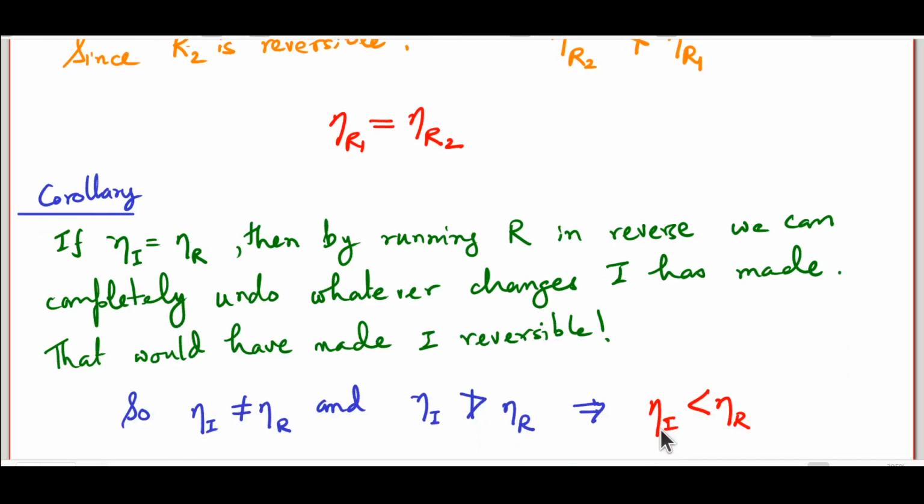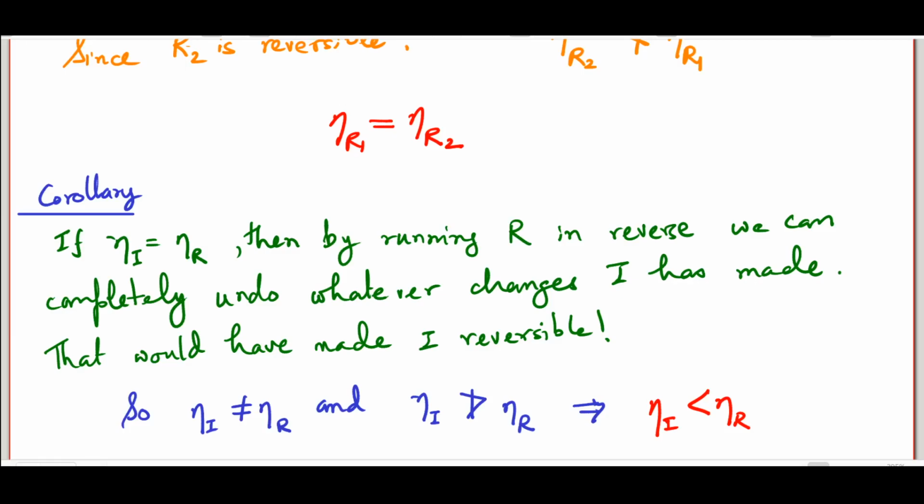What about the corollary? The corollary is actually simple. We have just proven that eta I cannot be bigger than eta R. So that leaves you with two possibilities. Eta I is less than eta R, or eta I is equal to eta R. However, if eta I is equal to eta R, then for the same amount of heat taken in from the hot reservoir, both engines would be doing exactly the same amount of work and rejecting the exact same amount of heat to the cold reservoirs.